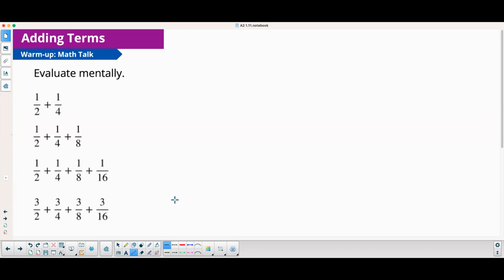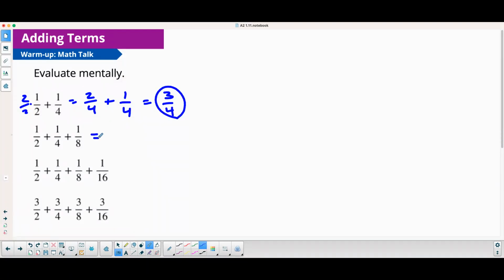So quick review on adding fractions. We need to get common denominators here in order to add fractions. So this has got to get multiplied by 2 over 2. So it's going to be 2/4 plus 1/4 equals 3/4. Remember, you add the numerators, you keep the denominator the same.